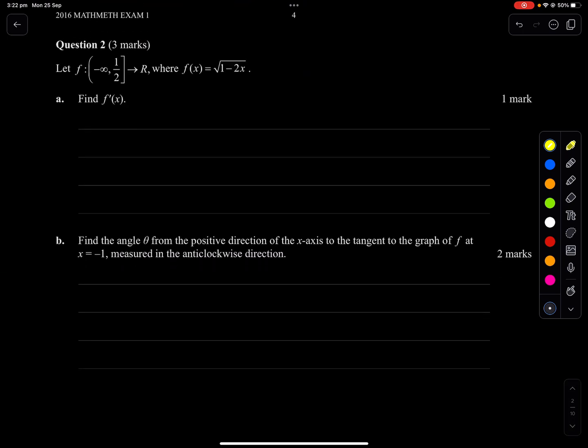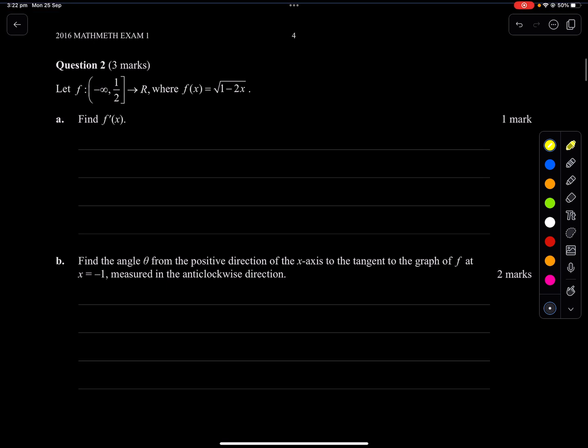Question 2. Let f be from negative infinity to half, where f of x is this. Find f dash of x. Okay, guys, if you don't know, there's a shortcut to find the derivative of anything that is a square root. For example, say we have a function inside a square root. The derivative of this is the derivative of the inner function, which is f dash of x, all over 2 square root of f of x.